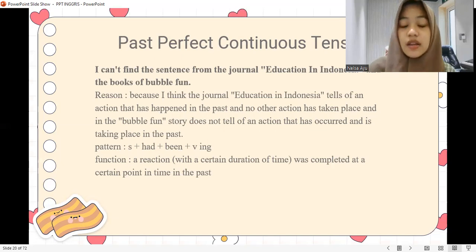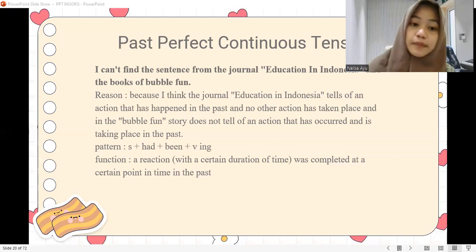For the pattern: subject plus had plus been plus verb ing. The function of the past perfect continuous tense is to express an action with a certain duration of time that was completed at a certain point in time in the past.